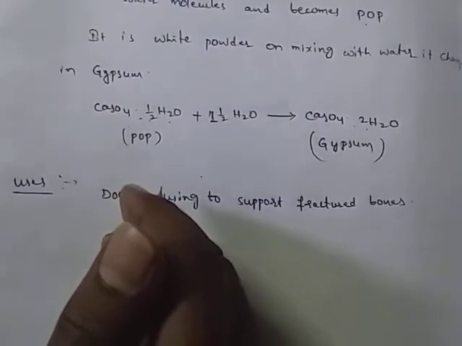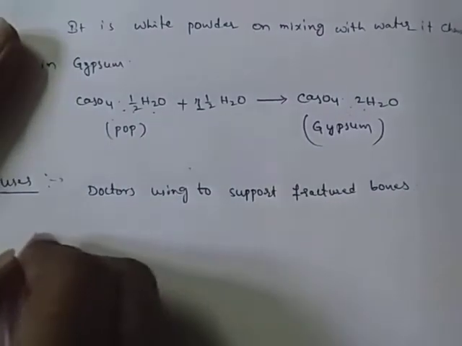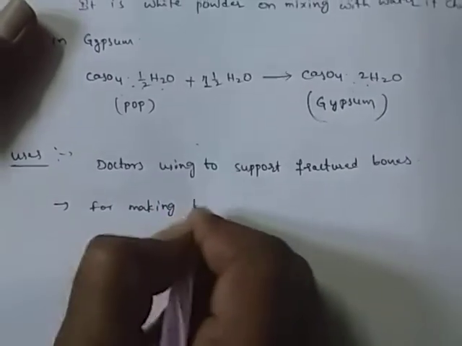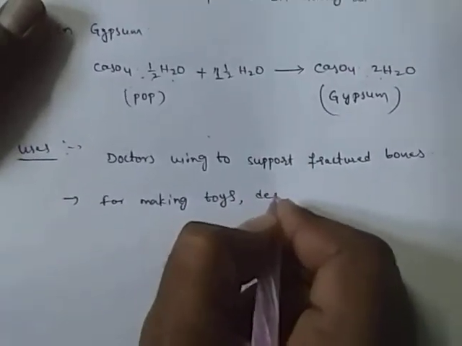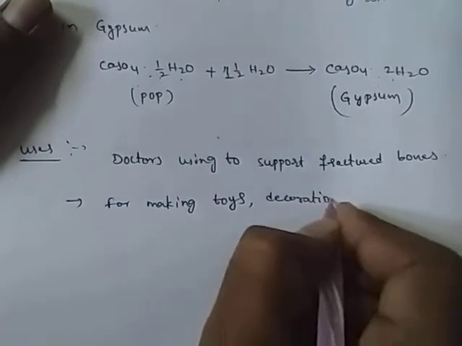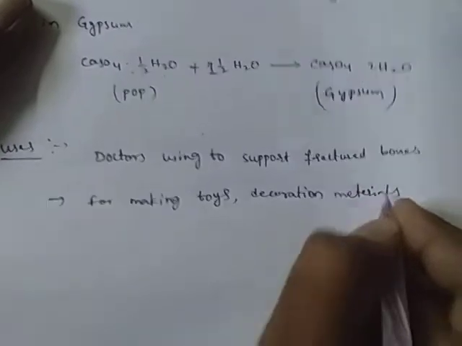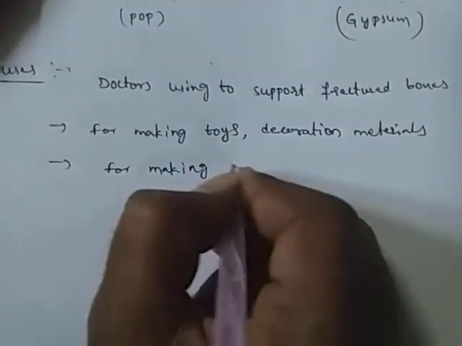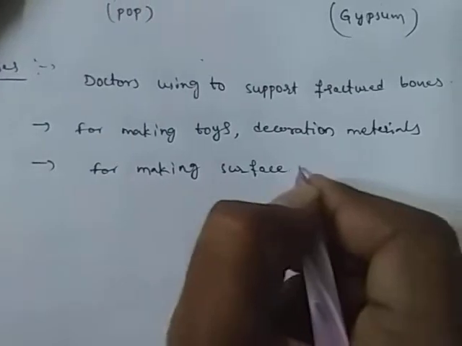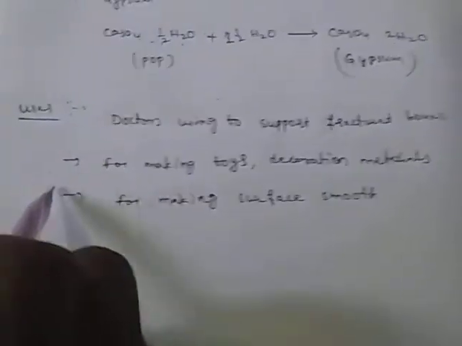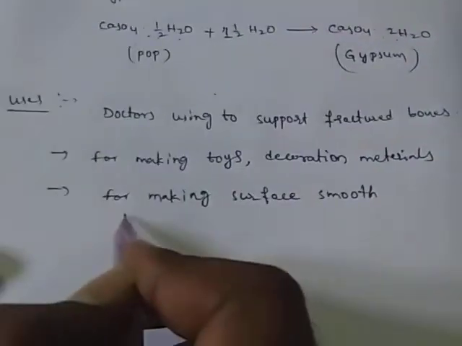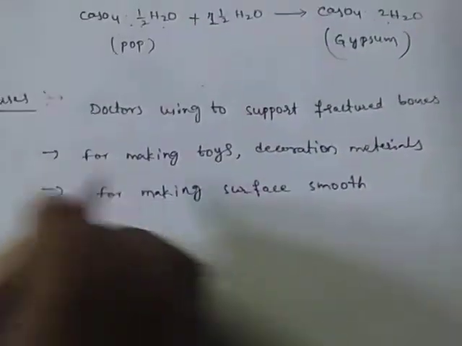And for making surfaces smooth we can also use it. For making toys and decoration materials we can use it, and for making surfaces smooth. These are the uses. Plaster of Paris is used by doctors to support fractured bones, and for making toys, decoration materials, and for making surfaces smooth. These are the uses of plaster of Paris.